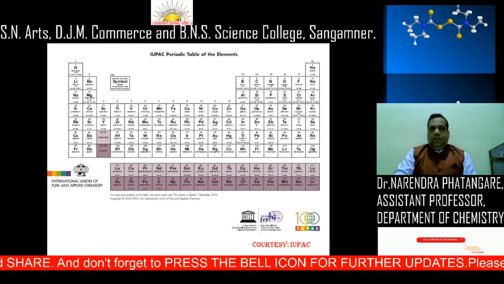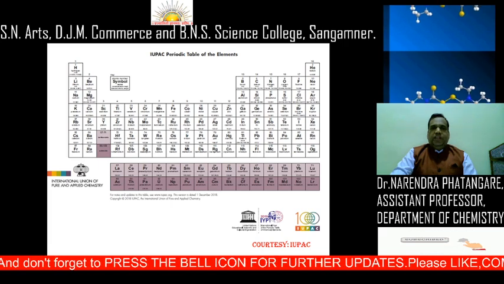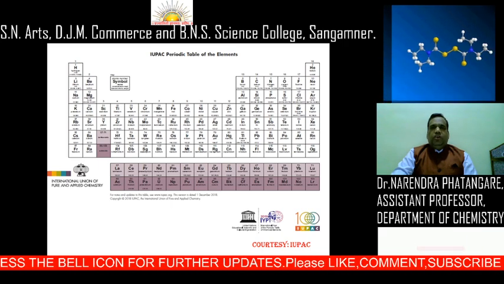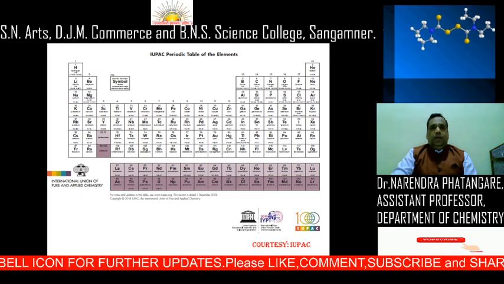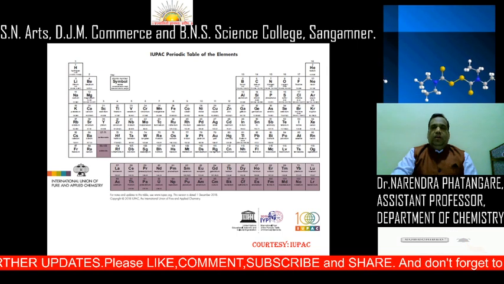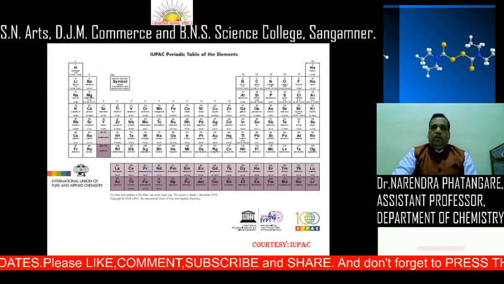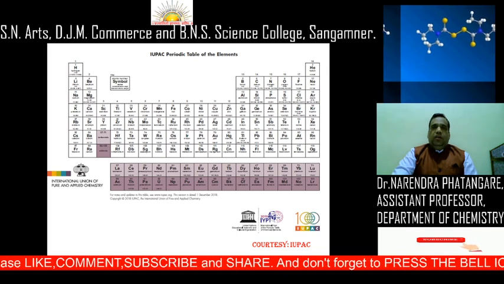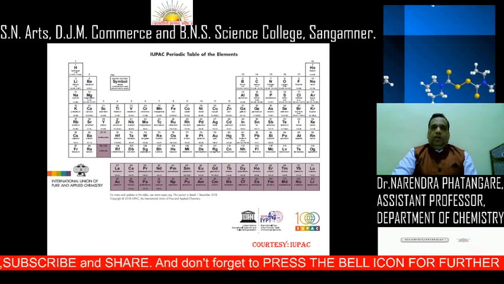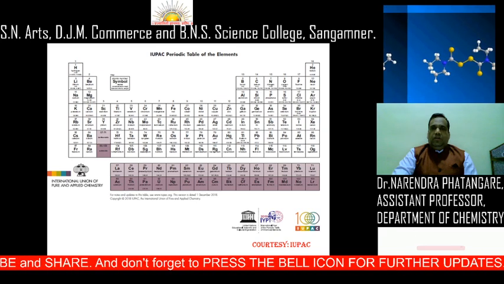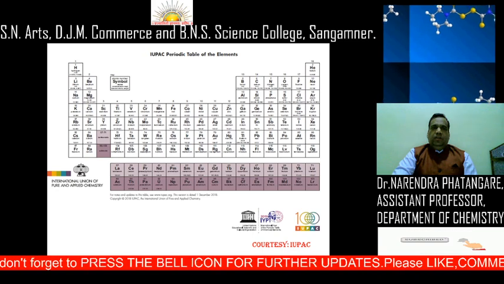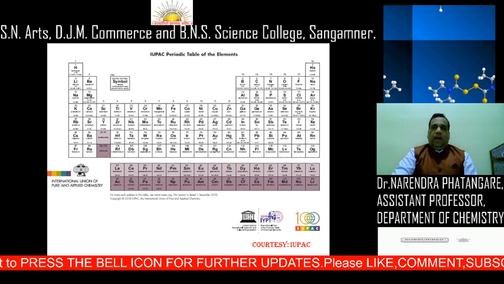This is a periodic table. It is very systematically arranged, and on the eve of this International Year of the Periodic Table, I want to mention a number of things related to the periodic table. Initially, the periodic table was investigated by Mendeleev in 1859. This is the 150th year of the periodic table, and on this occasion, this year 2019-20 is celebrated as the International Year of the Periodic Table.